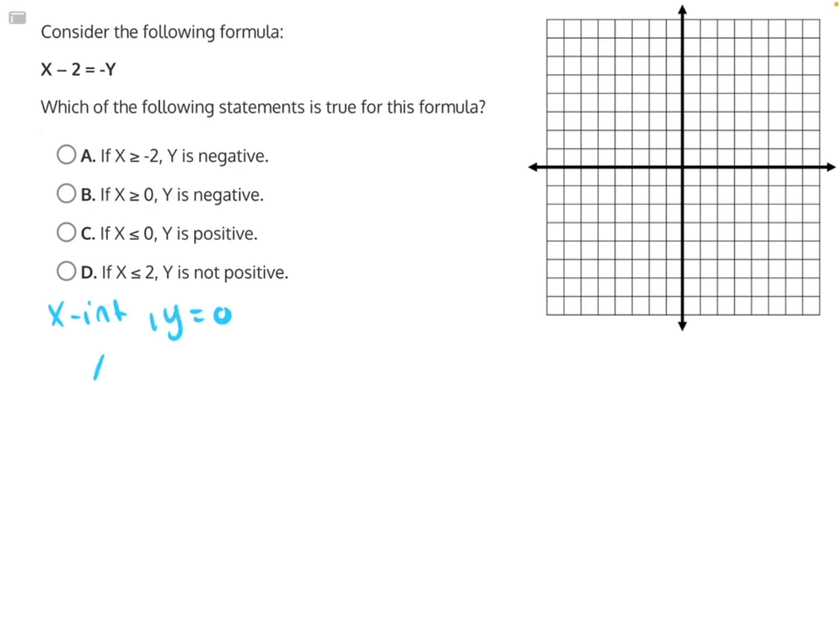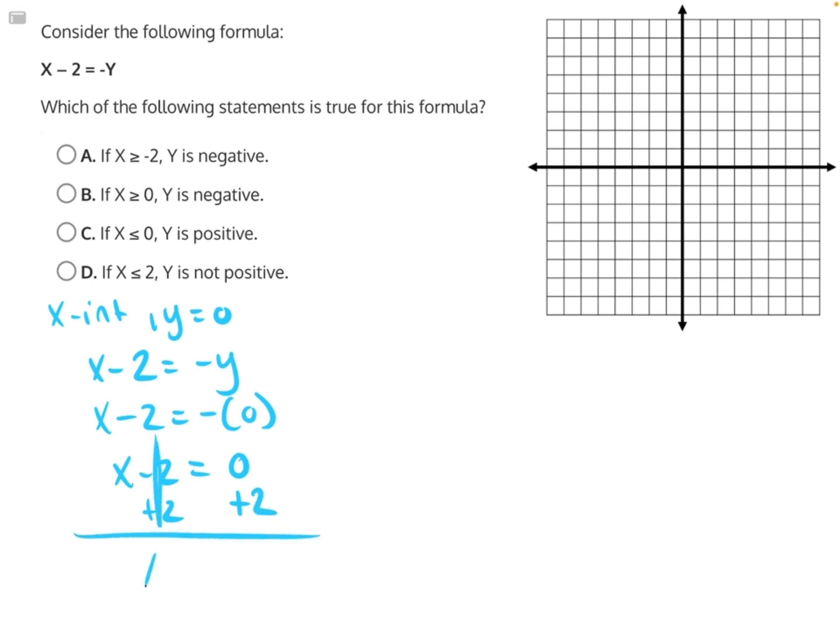If I rewrite my expression, x minus 2 equals negative y, now I can plug in 0. X minus 2 equals negative 0. Negative doesn't really affect 0. That would just still be 0. There's not really a sign that exists for 0. And now we can do opposite operations. Add 2 to both sides. These cancel, leaving us with x equals 2, or the coordinate point 2, 0.